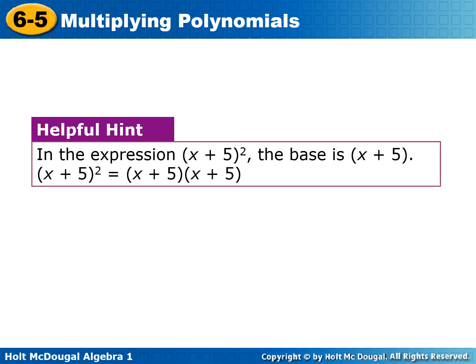So here's a helpful hint. In the expression x plus 5 squared, remember that the base is the x plus 5, the quantity of x plus 5, sorry. And if we're going to multiply it to itself, it will look like the quantity of x plus 5 times the quantity of x plus 5. Always remember that.